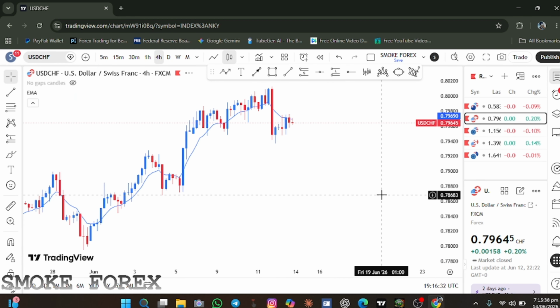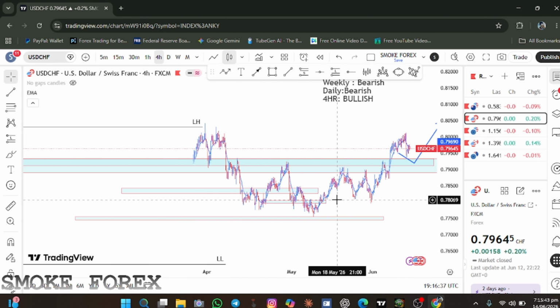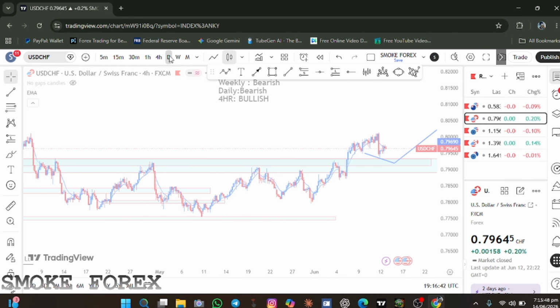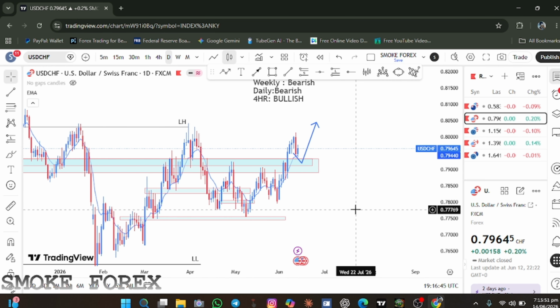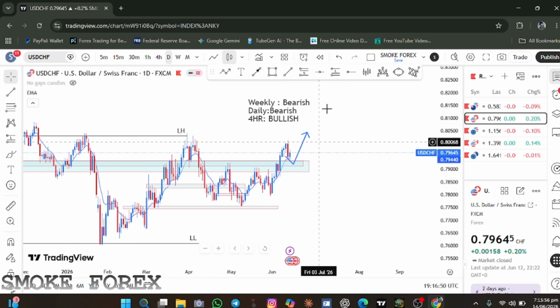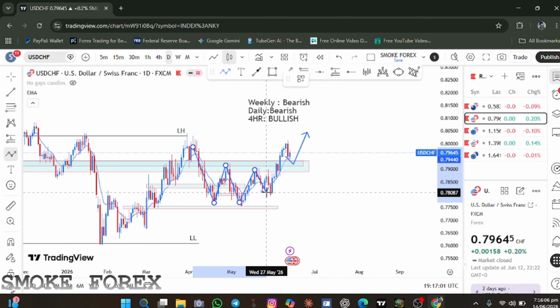My next pair is USD CHF. With USD CHF I'm looking forward to buy the trade, and this is the reason why I do want to buy it. You can see clearly the market got to this level. The market did a famous pattern, the double top. The market broke, then you can see clearly the market is trying to retest this area, the support and resistance area.